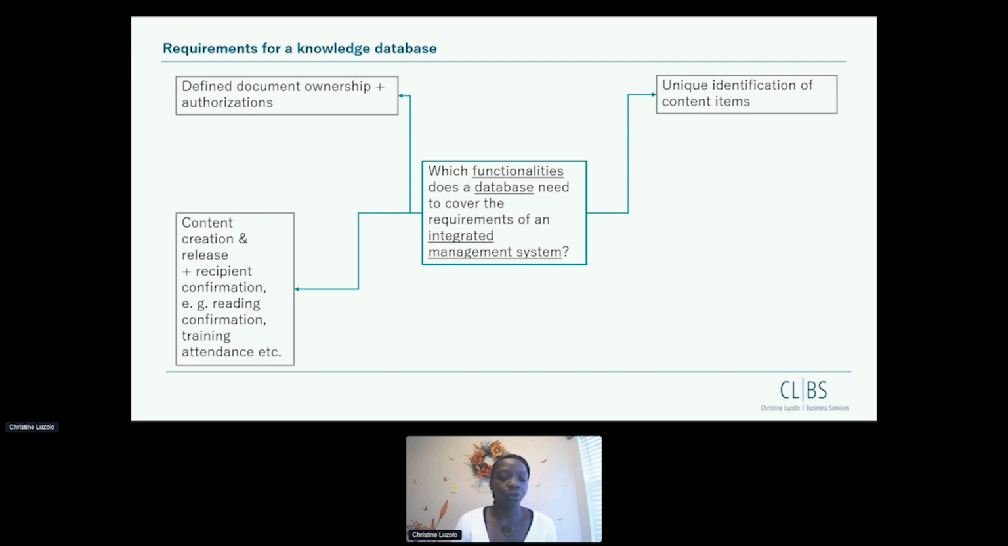Here it is important to track recipient information, like, for example, reading confirmation or training attendance, because this is connected to a requirement by the ISO standard. So it's all about release and documentation and proving that the people for whom this documentation is relevant have received and understood the information. This process of making sure and proving that the content has been communicated to the relevant audience is also something that can be proved during an audit. So it would be important to also have this history of who has received this, who has confirmed it, etc. at hand.